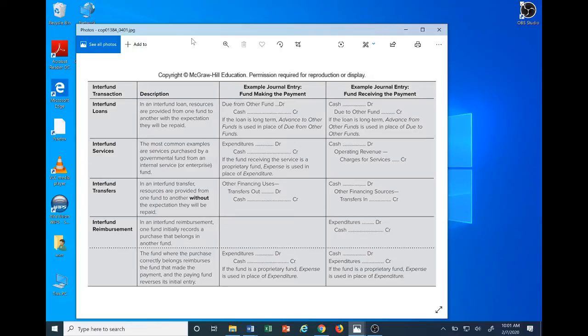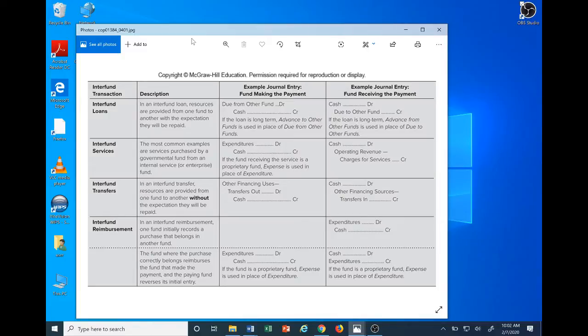The fund making the payment is going to debit due from other fund and then credit cash, because the due from other fund is an asset. It's treated like a receivable. And then obviously cash going out, we're crediting that. Look at the terminology below that. It says if the loan is long term, it's going to be advance to other funds instead of due from other funds. That's the timing issue on what it's going to be labeled. If it's current, it's due from other fund, and if it's long term, advance to other fund.